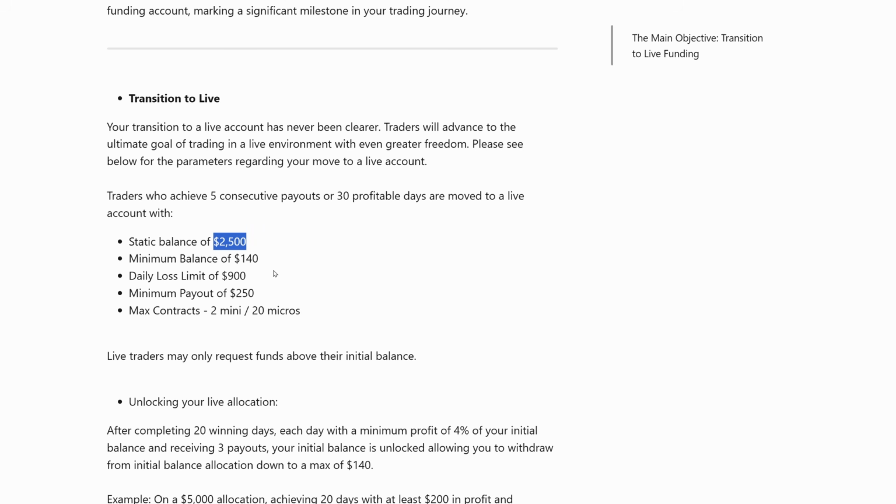We'll talk about that here in a moment. They do have a daily loss limit in the live funded account, not the sim funded account, but the live funded account, where you actually have a brokerage account and your orders are being routed to the exchange. Keep in mind, there is still a minimum payout requirement of only $250. And they did reduce the contracts that you can trade. You can trade 2 minis or 20 micros in a live funded account.